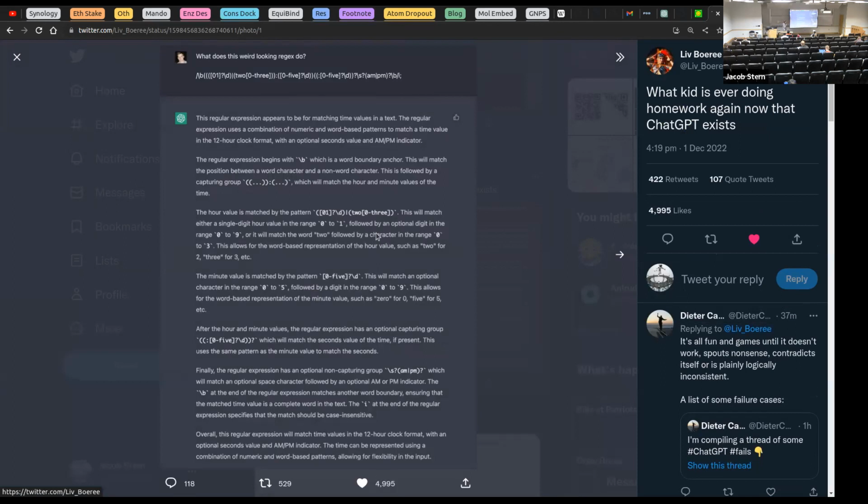The regular expression begins with a \b, which is a word boundary anchor, and goes on to explain every part of that regex. So yeah, you don't need to use regex 101 anymore. This is like regex 101 on steroids.